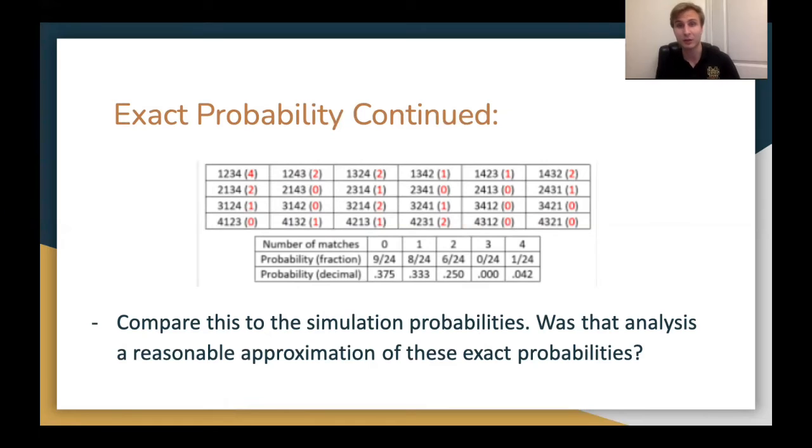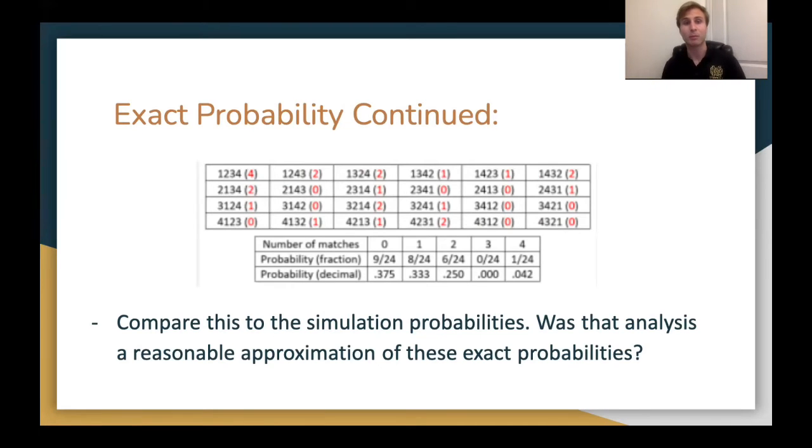And so that tells us the exact probability is 1 out of 24. And so we can do that for all of those, and we see that below. The exact probability for 0 matches, 1 match, 2 matches, 3 matches, and 4 matches. And as you can see, there is no scenario where you can have 3 matches.